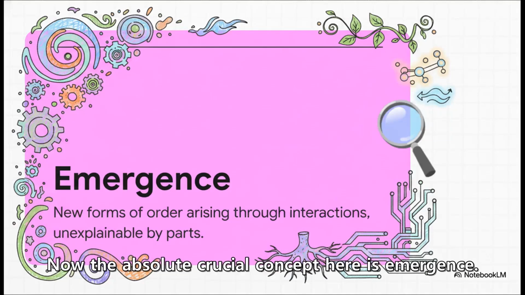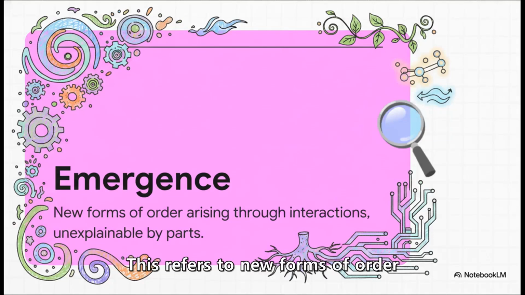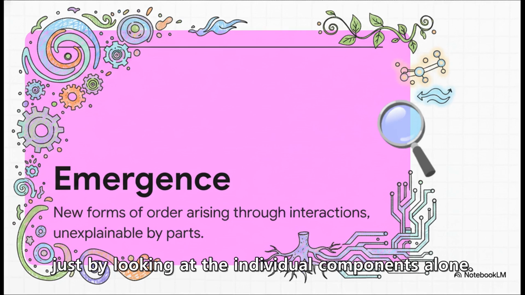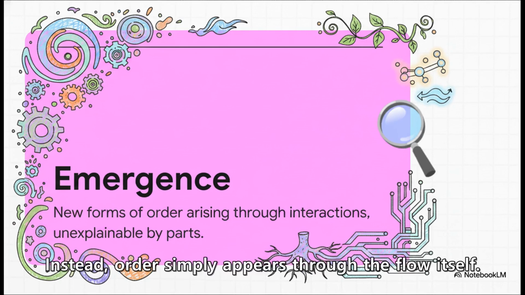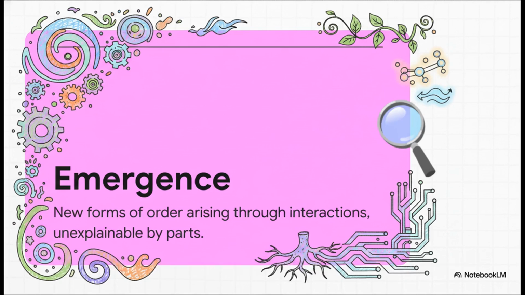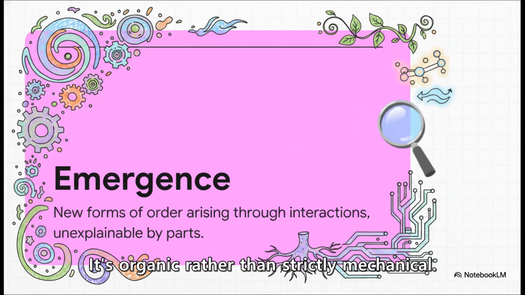Now, the absolutely crucial concept here is emergence. This refers to new forms of order that arise naturally through interactions. Forms you literally cannot fully explain just by looking at the individual components alone. In this new world of vibe coding, not everything is calculated in advance. Instead, order simply appears through the flow itself. It's organic rather than strictly mechanical.